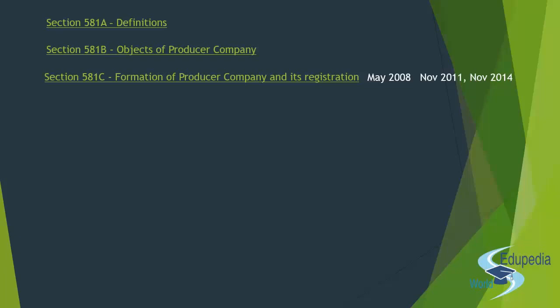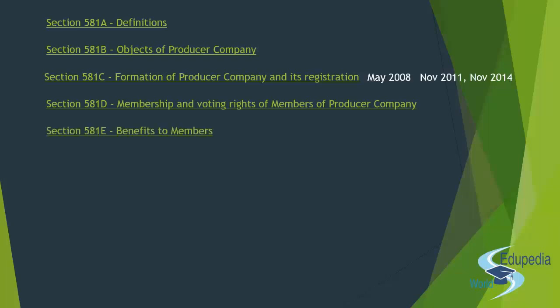This will help you to understand your focus areas, right? You need to know what the sections are that you need to focus on, which is your first priority. After you complete them, you go on to the other sections in a lighter mode, right? Next is section 581D, which is membership and voting rights of the members of the producer company. Then you have section 581E, that is the benefits to the members, right?